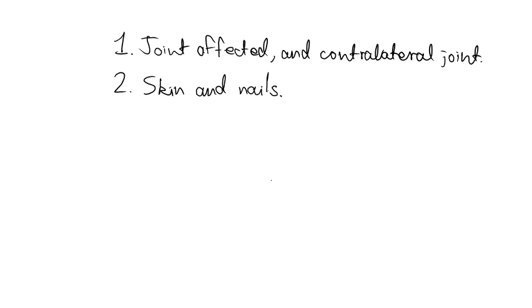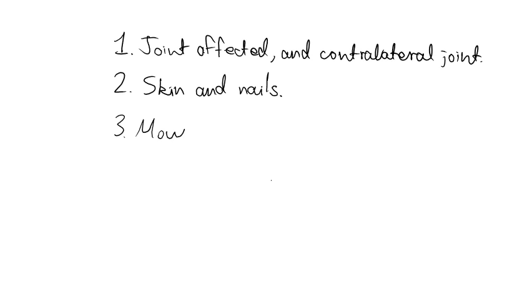And the reason why we may not see any skin or nail manifestations is that sometimes psoriatic arthritis can present with just joint pain, and this joint pain can occur before the actual onset of psoriasis, which is a skin condition.